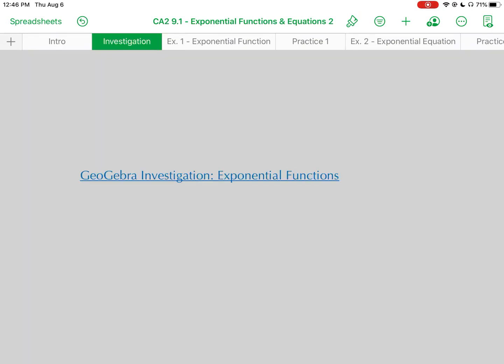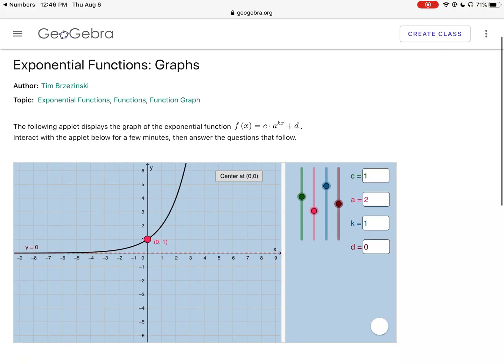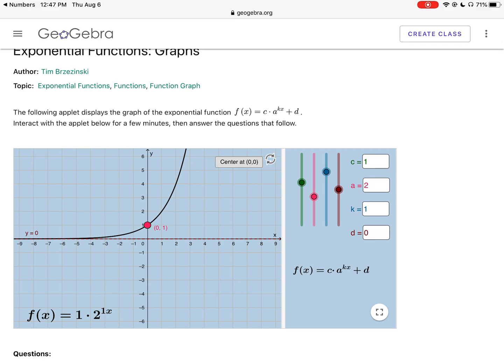All right, let's actually start with a little bit of an investigation. We're going to open up this GeoGebra site here, and this applet is displaying the graph of an exponential function whose form is f of x equals c times a to the power of kx added with d. So x is your input variable here, f of x, or y is your output. That means c, a, k, and d are all parameters that I can change the values of.